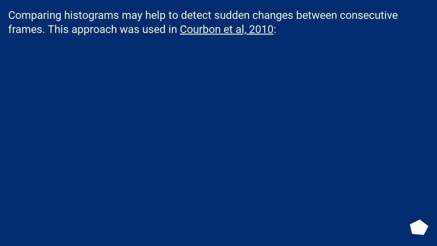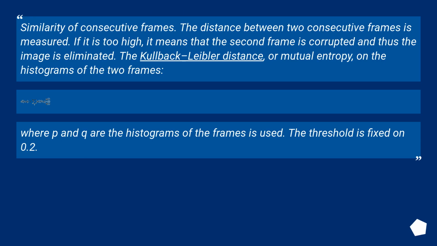Comparing histograms may help to detect sudden changes between consecutive frames. This approach was used in Corbin et al., 2010. Similarity of consecutive frames. The distance between two consecutive frames is measured. If it is too high, it means that the second frame is corrupted and thus the image is eliminated. The Kullback-Leibler distance, or mutual entropy, on the histograms of the two frames, where P and Q are the histograms of the frames is used. The threshold is fixed on 0.2.